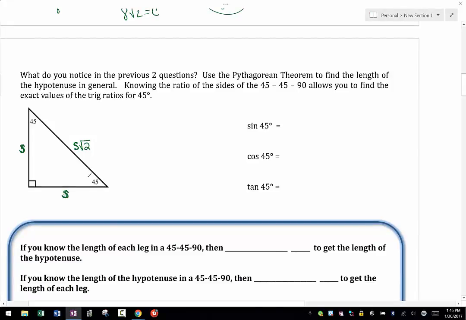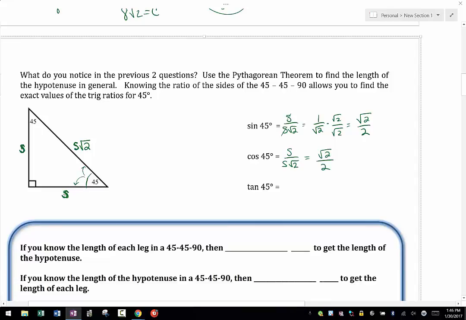So if I do the sine of 45 here, doesn't matter which 45 I pick, if I do opposite over hypotenuse, I end up with s over s root 2. Well, my s's can cancel, which leaves me with 1 over root 2. Can't have a radical on the bottom, so I'm going to multiply to get rid of it. The sine of 45 is root 2 over 2. Well, if I then did cosine 45, cosine is adjacent over hypotenuse, so adjacent over hypotenuse is again s over s root 2. And we all know how that works out, the same way it did the first time, right? Because these are equal. And then if I want tan 45, it's opposite over adjacent, s over s, which is 1.